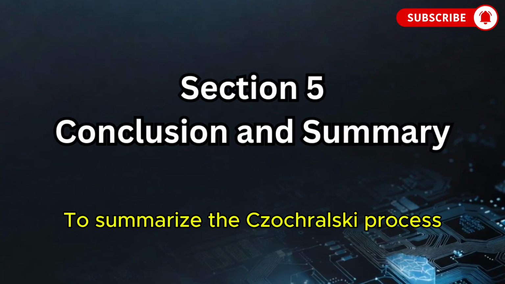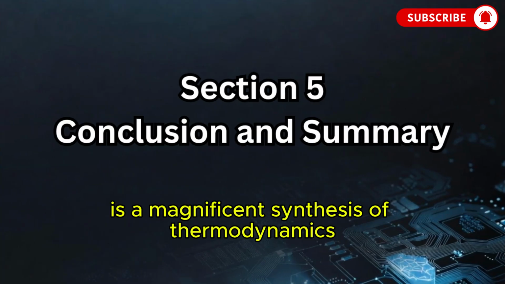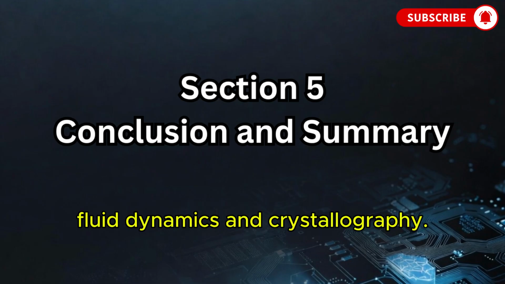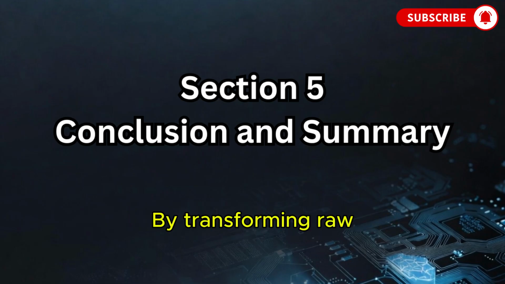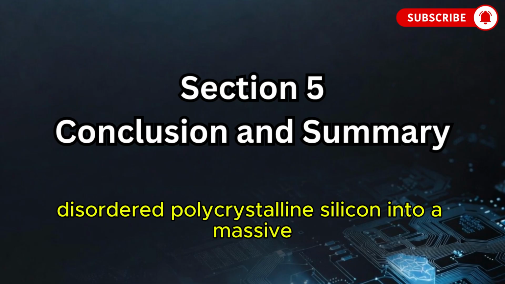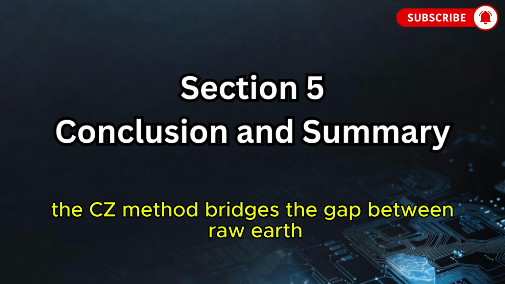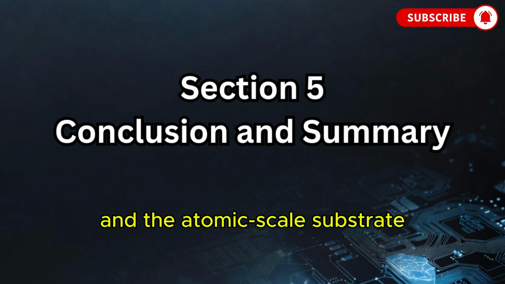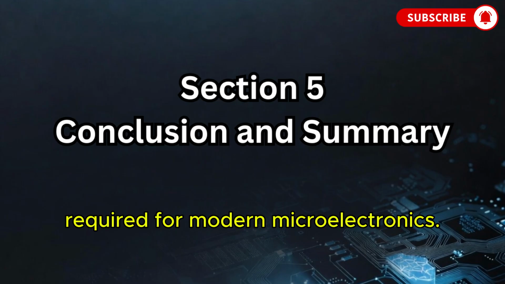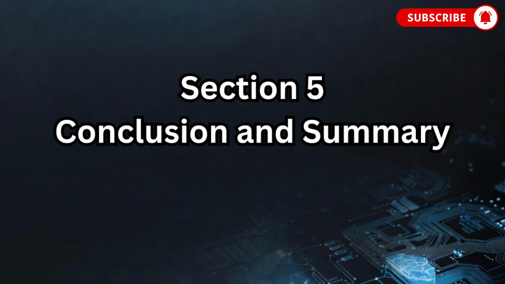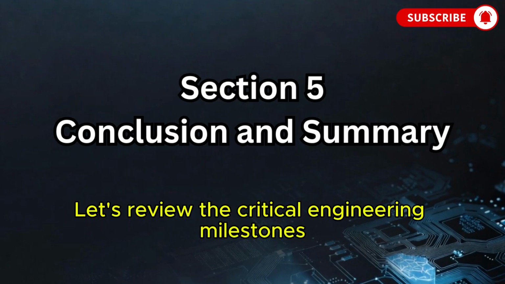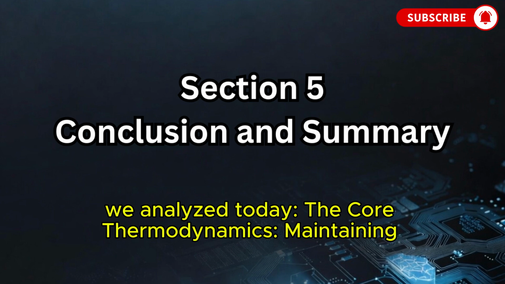To summarize, the Czochralski process is a magnificent synthesis of thermodynamics, fluid dynamics, and crystallography. By transforming raw, disordered polycrystalline silicon into a massive, dislocation-free, single-crystal macroscopic lattice, the CZ method bridges the gap between raw earth and the atomic-scale substrate required for modern microelectronics. Let's review the critical engineering milestones we analyzed today.